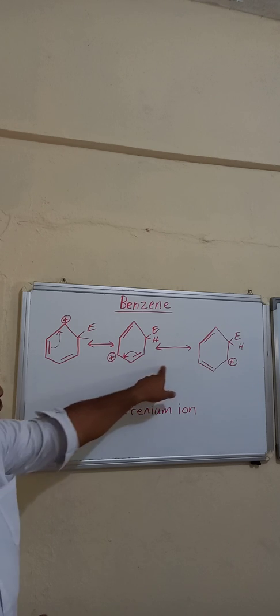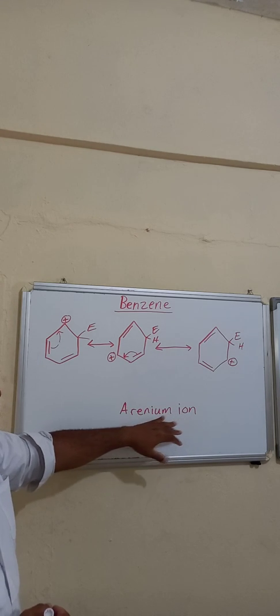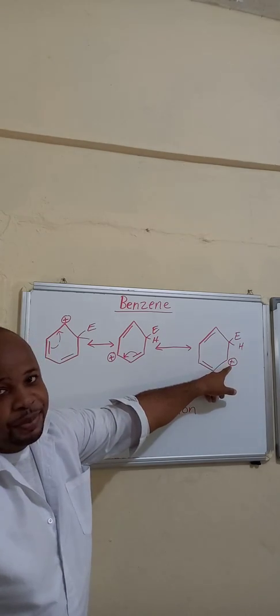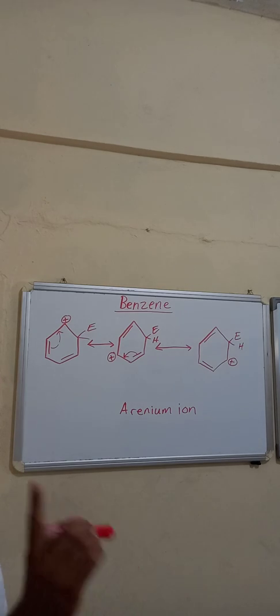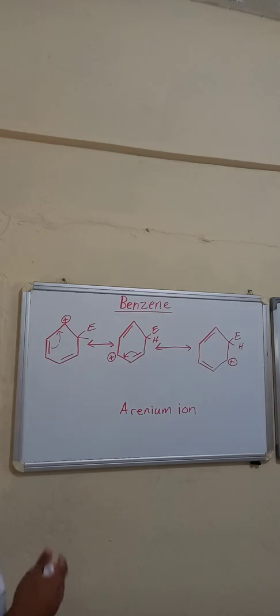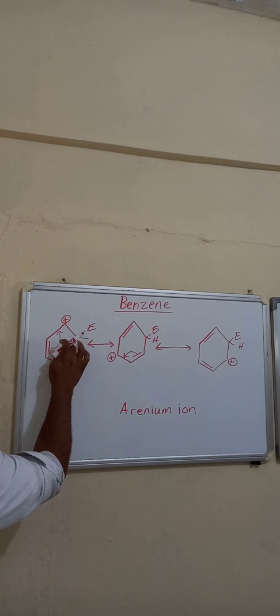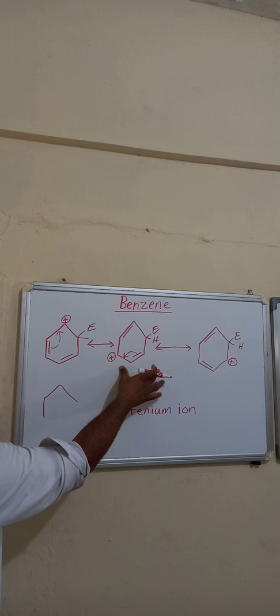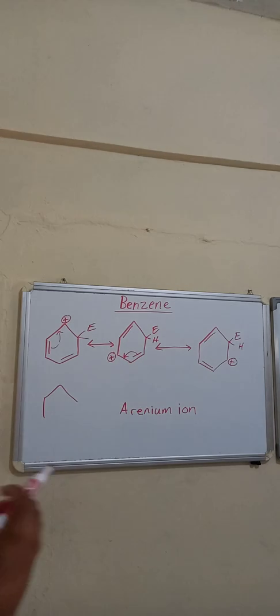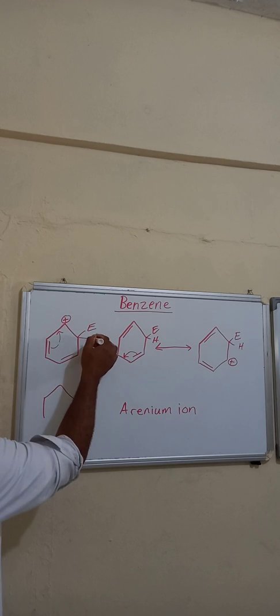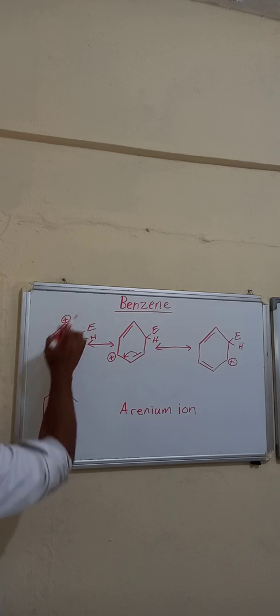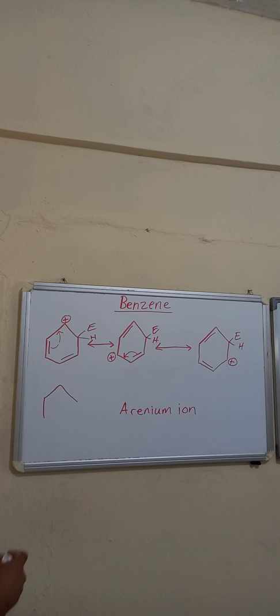So this ion formed here, we call it the arenium ion, right? And as we know now, this positive charge will not go away until the hydrogen is removed, right? So let's go back here. So this is an intermediate stage when benzene does any reaction. Once it gets the electrophile, this is what happens. The double bond tries to quench the positive charge.